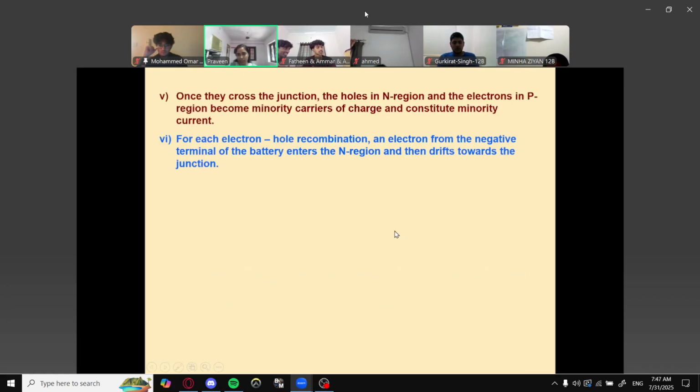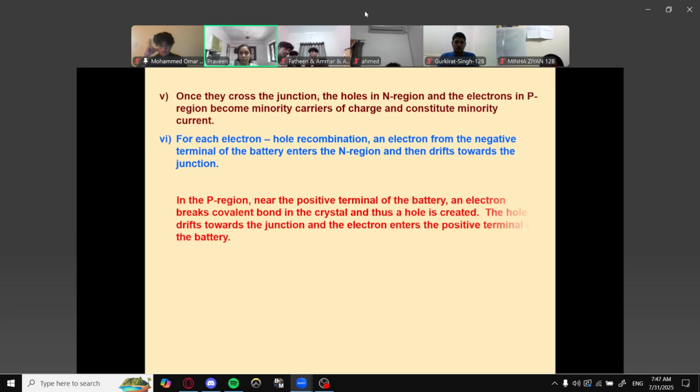Now, once they cross the junction, what will happen? The holes in the N region and the electrons in the P region become minority charge carriers and constitute minority current. Okay, minority current. For each electron-hole recombination at the junction, what will happen?